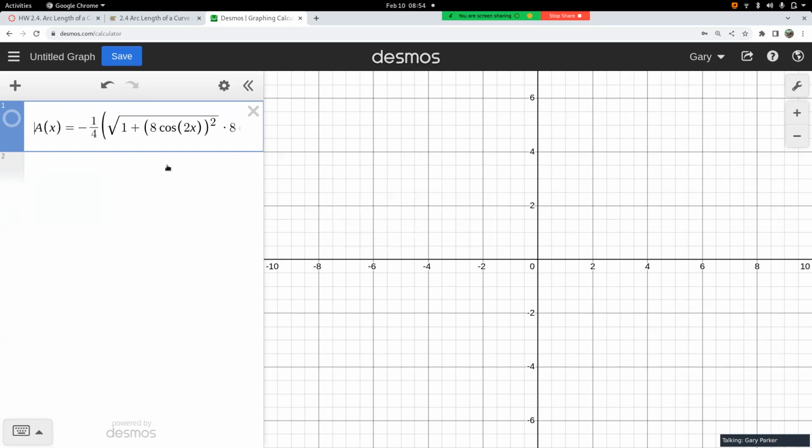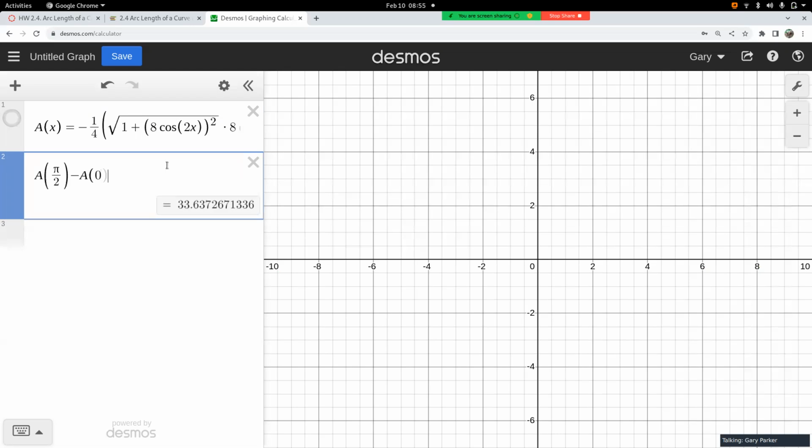Okay, so then I'm always curious, what is a of 0? Does it really zero out? It doesn't. Okay, didn't think it did here. So we want a of pi over 2 minus a of 0. So it looks like the surface area is 33. And we'll double check that in a couple of ways.